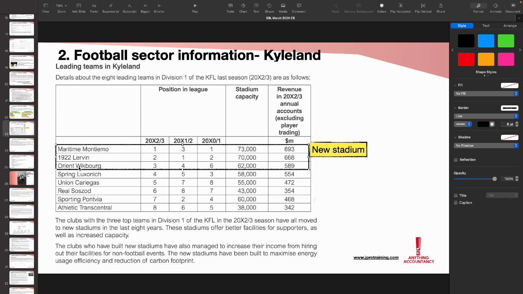So after getting a new stadium, they probably improved their performance significantly. And you can see even Orion Wikiberg was number 6. We don't know what it was before, number 4, number 3. So it has climbed up, and this one has stayed the same position so far. This stadium offers better facilities for supporters as well as increased capacity. Now, this is a bit of a funny thing. If you have more money coming in, you can spend more money to get better players. So do be aware of that.